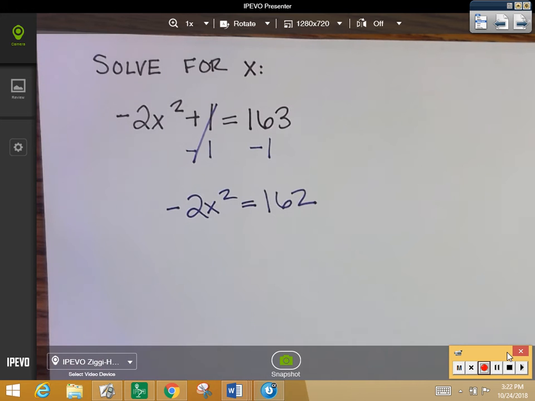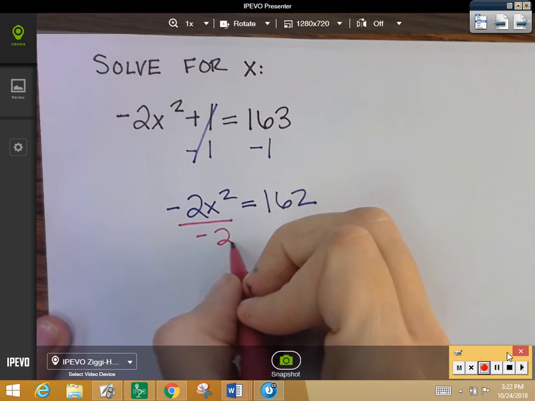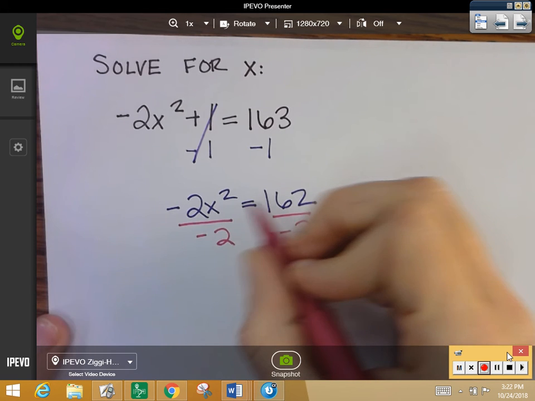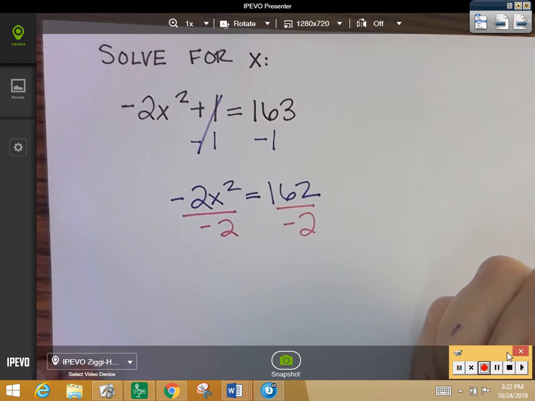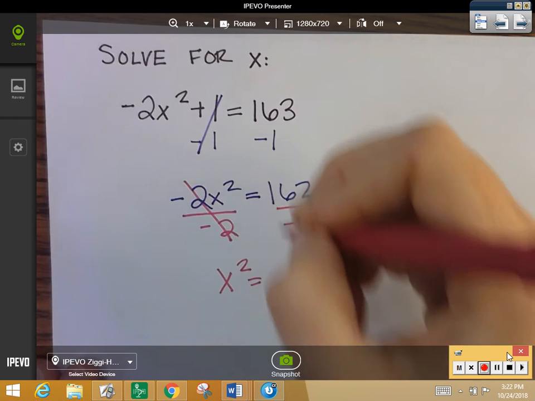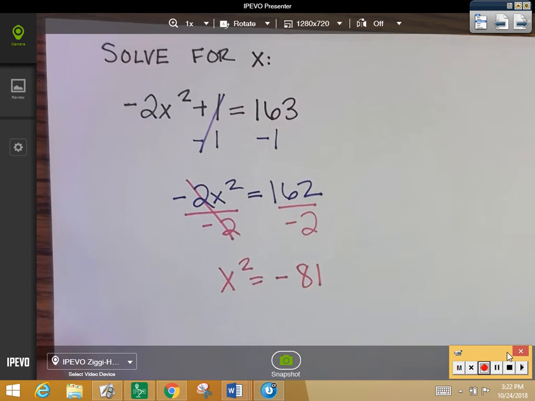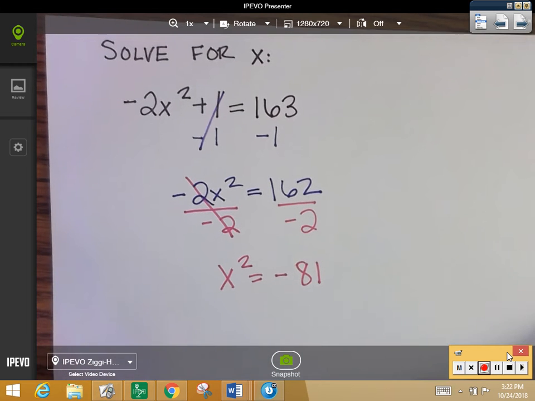Now I've got to get rid of that negative 2, and when you have a number next to a variable like that, it needs to multiply. So the opposite of multiplying is dividing, so let's go ahead and divide each side by negative 2. I'm isolating the x. Alright, this cancels off, and I'm left with x squared equals, positive divided by negative is a negative, and this is 162 divided by 2.